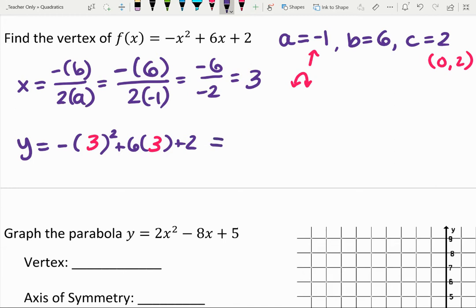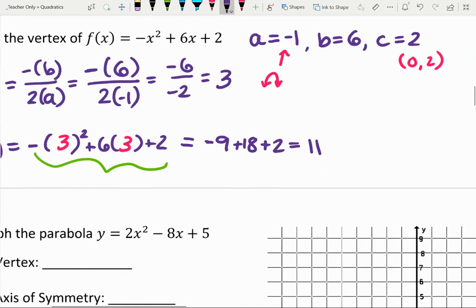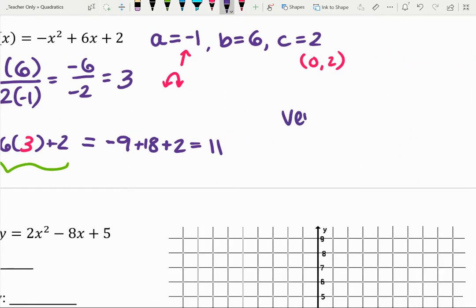Now, I can put this whole thing into my calculator, whether I'm using Desmos or a handheld calculator. As long as I've got those parentheses in there, it will handle everything the way I need it to. I can do this in my head too. I get like -9 plus 18 plus 2. Whatever route you want to take, we'll get a y value of 11. So we're going to get a vertex of 3, 11, a coordinate point 3, 11.